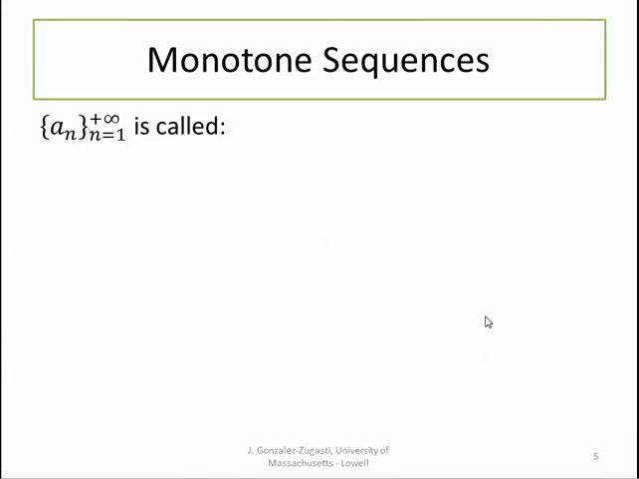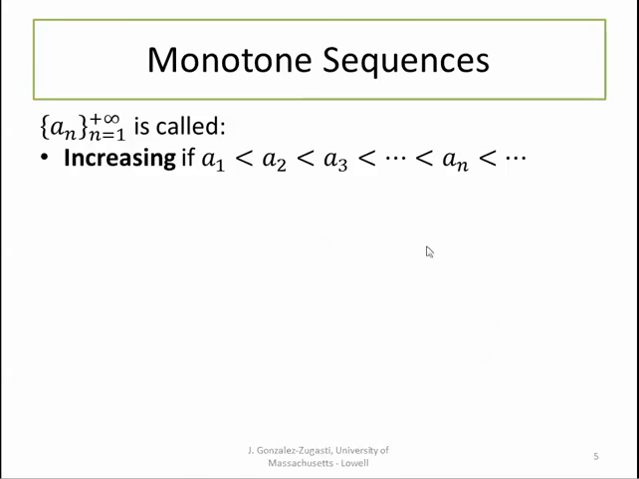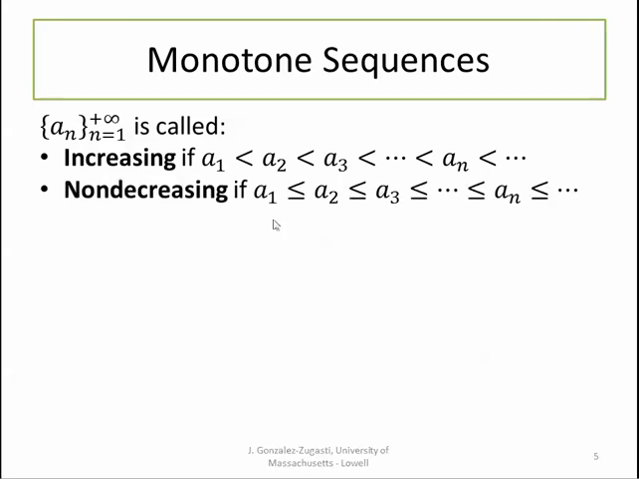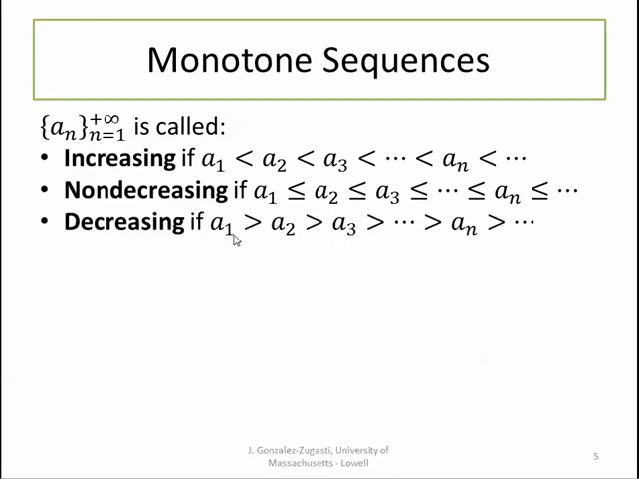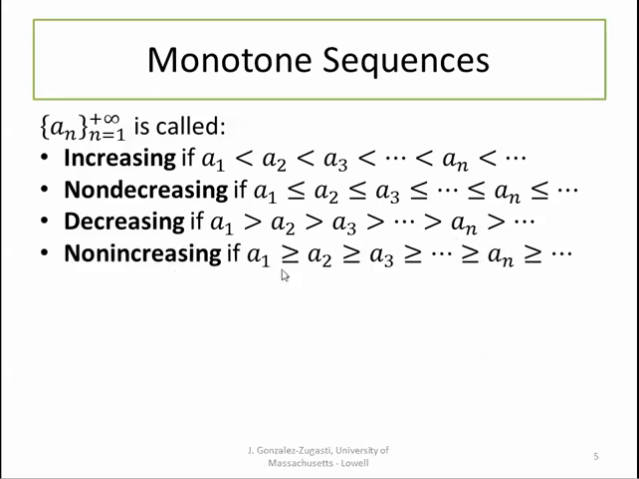We'll say that a sequence a sub n is called increasing if each successive term is strictly greater than the one before. We will call it non-decreasing if each successive term is greater than or equal to the term before. So it's never going down, it's not decreasing anywhere. And similarly, we'll define decreasing to be if each successive term is smaller, or non-increasing if it doesn't increase. That means each successive term is less than or equal to the one before it.